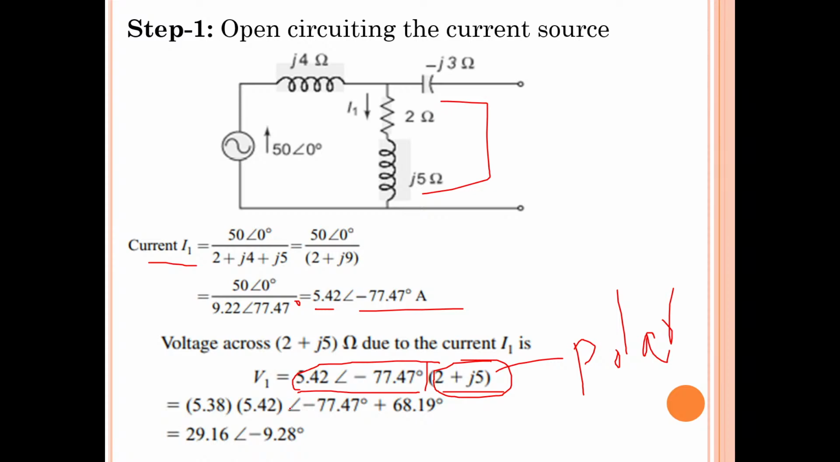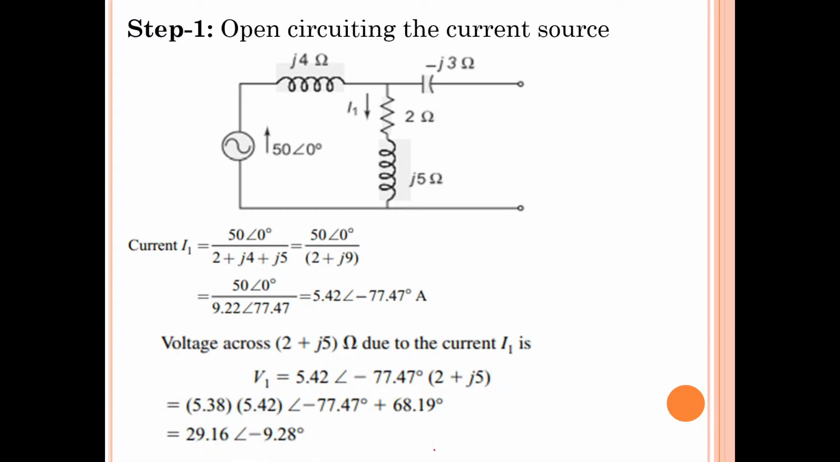After converting, you will get the magnitude as 5.38 and the angle as 68.19. So multiply the magnitudes and add the angles. You can do this using a scientific calculator, or manually if you know the formula. You must have the basic knowledge of converting polar terms to rectangular and rectangular to polar; if you have that knowledge, you can easily simplify.